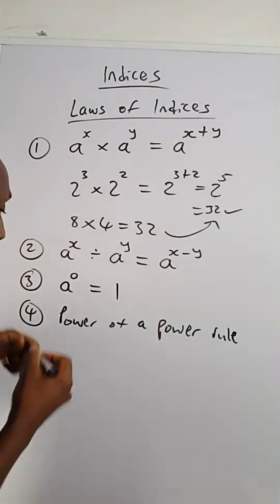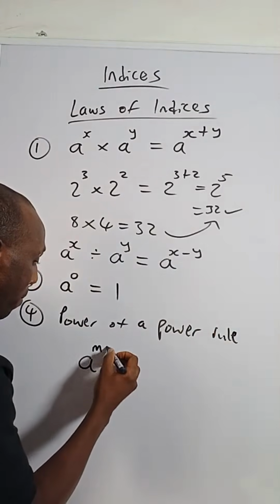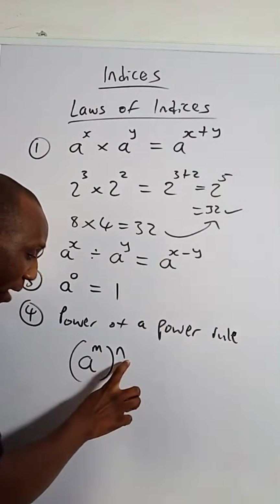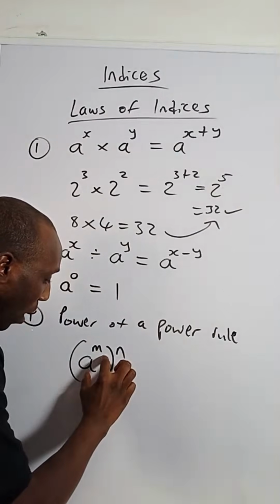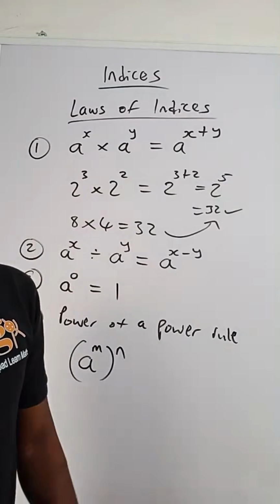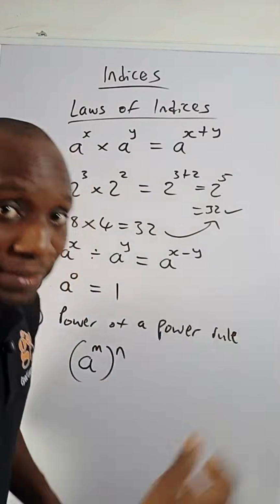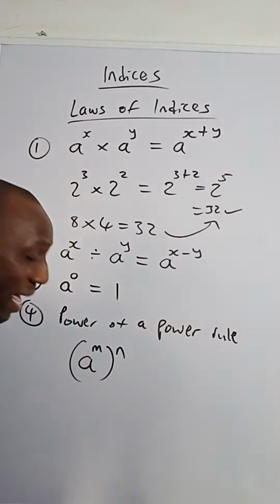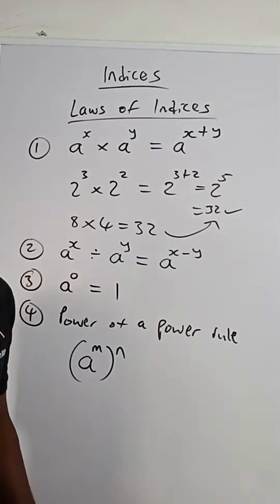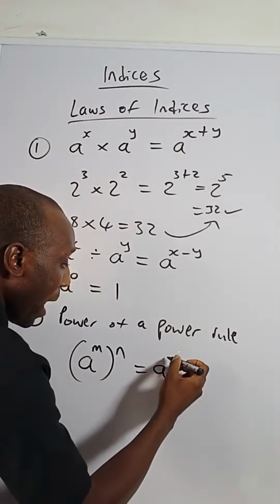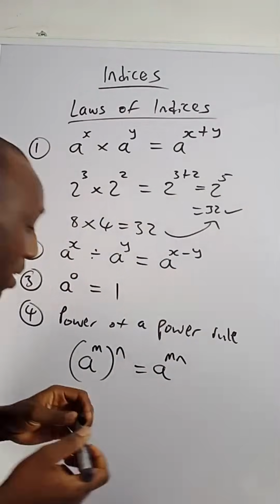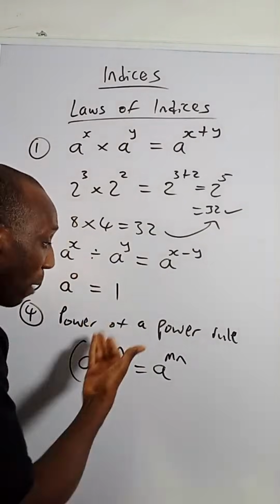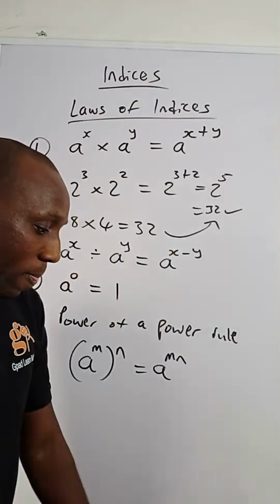What does this mean? If you have a raised to power m, bracket n, so this power is raised to another power. Power of a power, 2 powers. If you want to do this, you simply multiply the exponents m and n. And this will be equal to what? A raised to power mn. You see that? So you multiply m and n, you get mn. So this is the power of a power rule. I hope this makes sense.